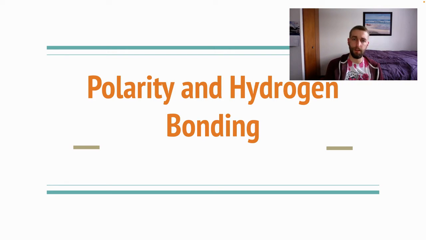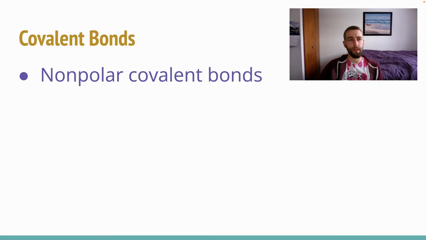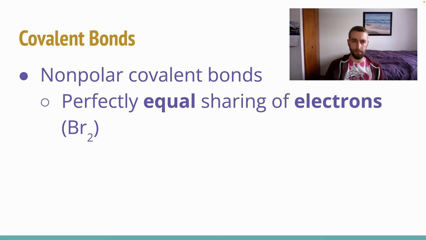We're going to finish up the notes from yesterday on polarity and hydrogen bonding. So first, we've talked a lot about covalent bonds, but now we're going to talk about two specific types of covalent bonds. Those are nonpolar and polar. You got to be really careful to keep these two separate because nonpolar and polar are tricky words. You're just going to have to know which one is which.